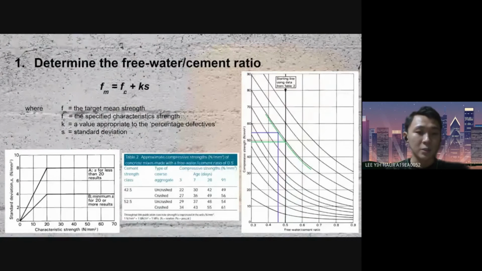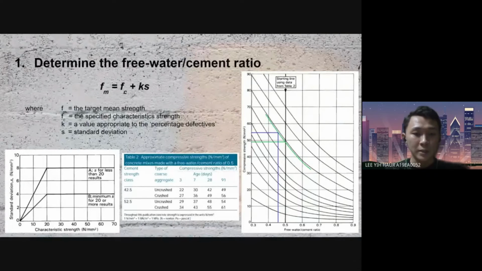And S is the standard deviation, which can be obtained from the first graph, where there are 2 lines, line A and line B. If previous information concerning the variability of strength tests is less than 20 results, the standard deviation should be obtained from line A, while if previous information is more than 20 results, the standard deviation is obtained from line B. Next, we will go to Table 2.